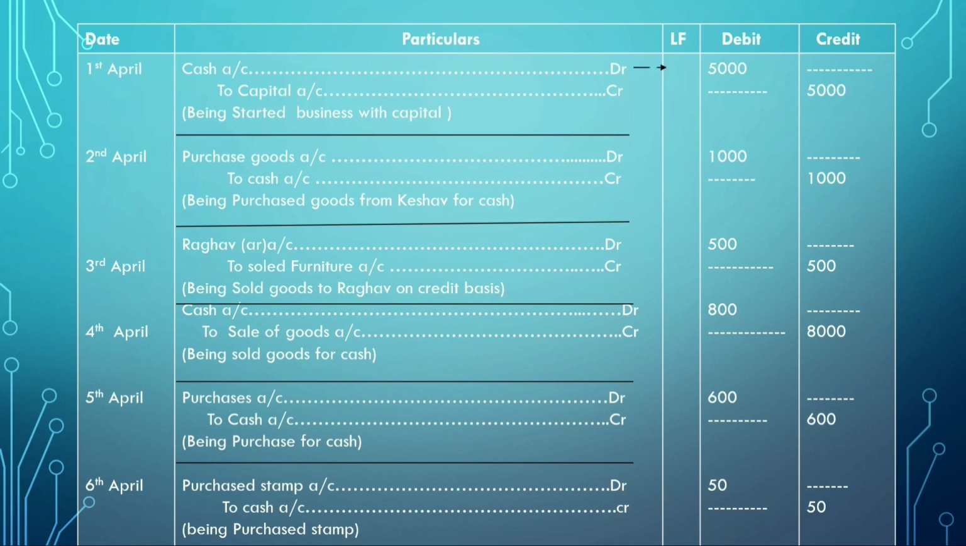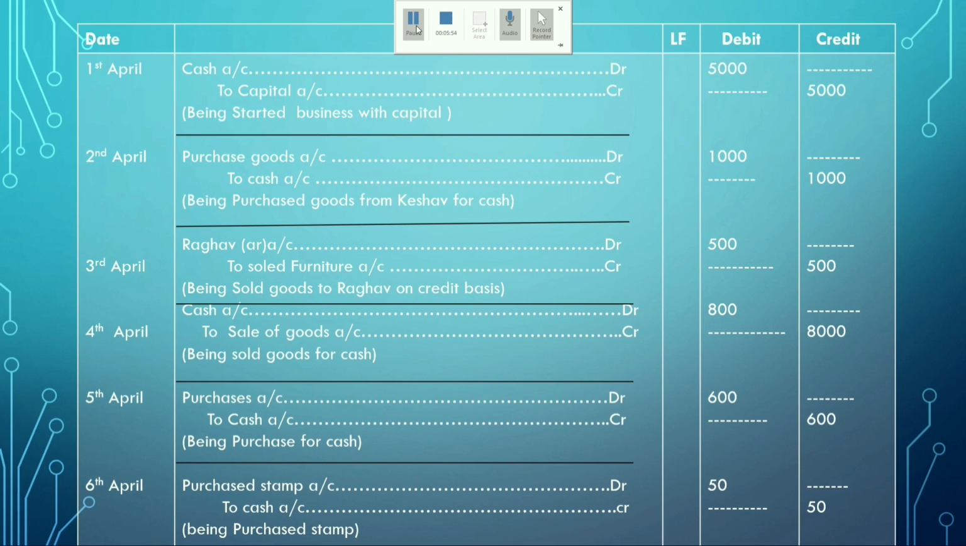We can't directly post the ledger account. We must use the journal entries to post the ledger. In practice, the transactions are not directly recorded in the ledger accounts. They are first entered in the journal and only then posted, or transferred, from the journal entries to the ledger account. In other words, the transactions are not recorded directly in the ledger; they are routed through the journal.